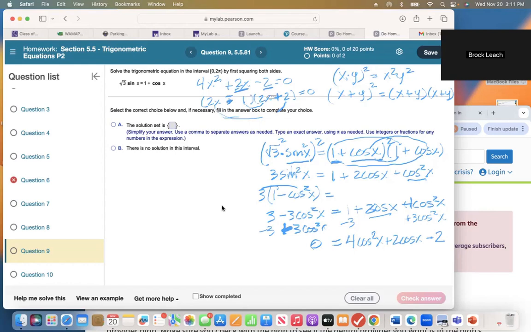So we know the factoring of this is going to be putting cosine x back in there, 2 cosine x minus 1 and 2 cosine x plus 2. And then we got to do the 2 things for those. Let me make this bigger.